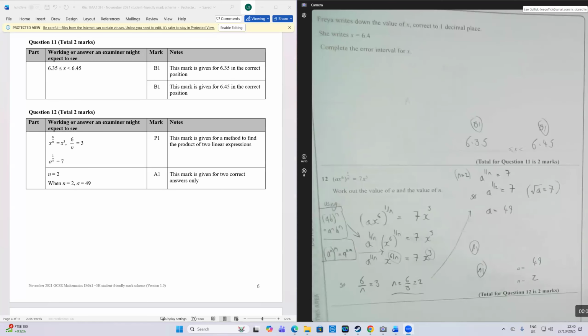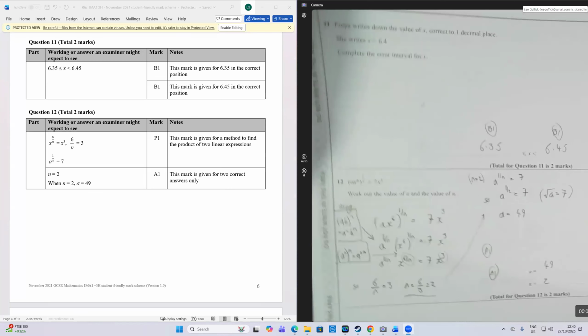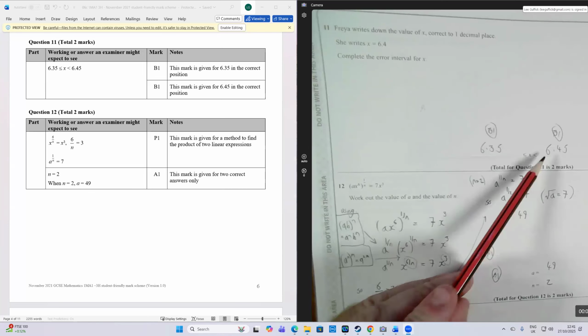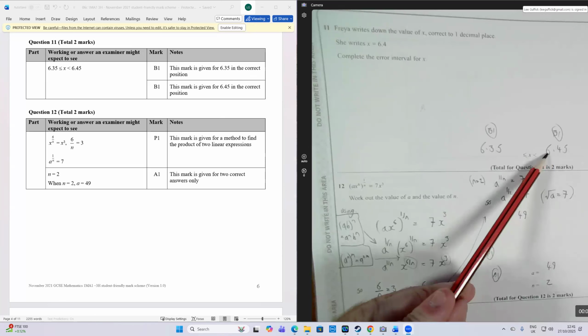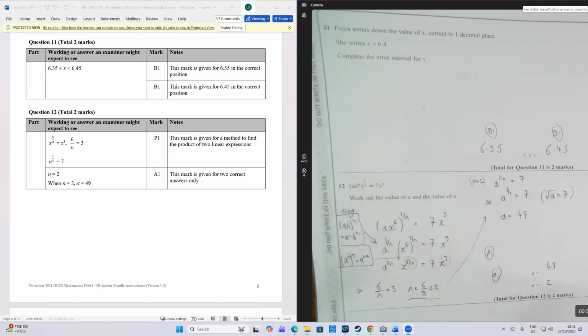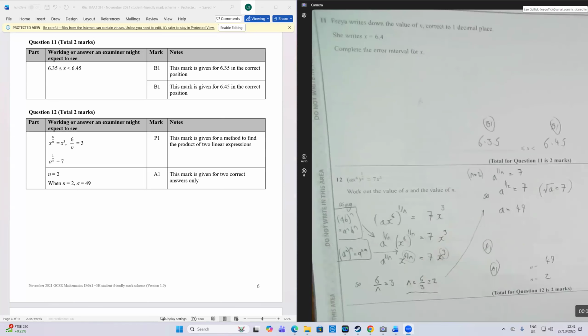Hello everyone, we've now got up to question 11 in this paper 3. It says Freya writes down the value x correct to one decimal place. She writes down 6.4. Complete the error interval for x. So we just need to write down the upper and lower bound. We're going to write 6.45 for our upper bound and 6.35 for our lower bound. So that's all there is to that one.